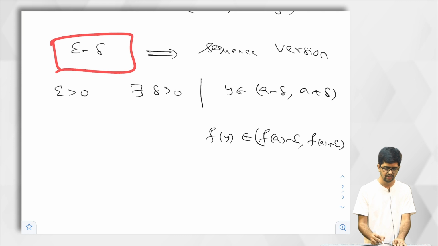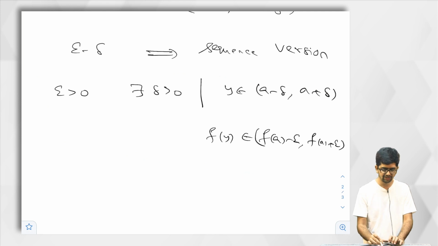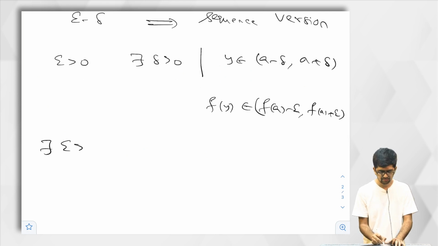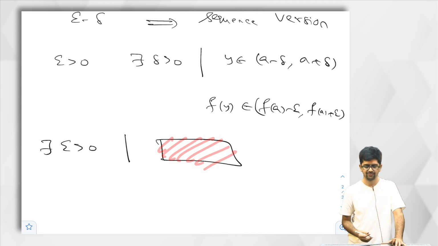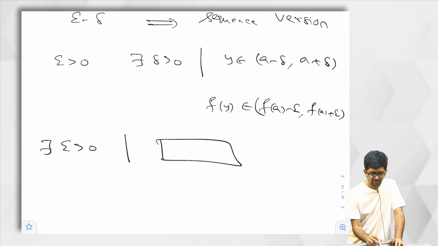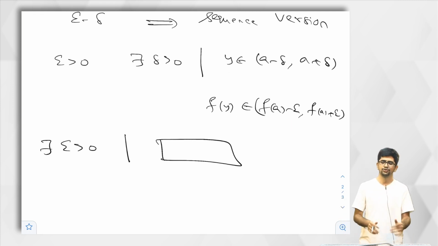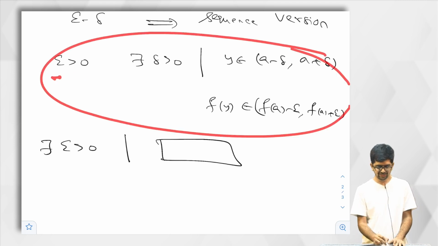If this condition, whatever I have written here, is false, what does it mean? There exists epsilon positive such that this condition does not hold. You see, this is wrong. That's what it means, right? So this is wrong. What does it mean? It means for every delta, I can find some y here, but this is wrong. You should get used to this kind of understanding. This statement involves many parts.